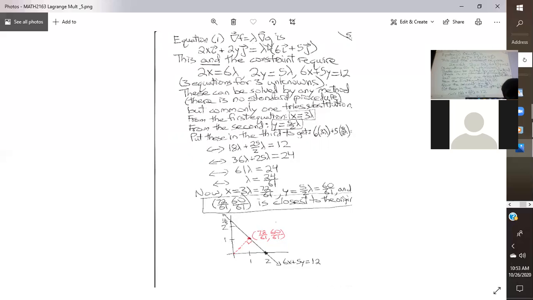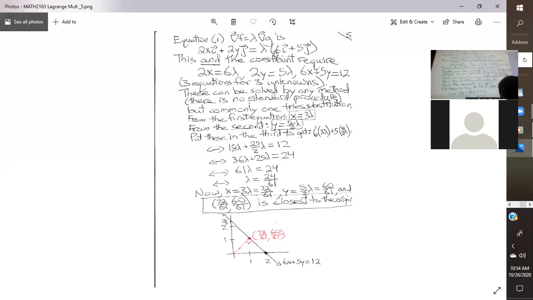The gradient of f, if f is x squared plus y squared, is just 2x i plus 2y j. Partial with respect to x is 2x, partial with respect to y is 2y, of the easier function x squared plus y squared that we're going to minimize. The gradient of the line, 6x plus 5y minus 12 equals 0, is 6i plus 5j. And so I have the gradient of f equals lambda gradient g, a multiple of the gradient of the constraint function. So now the components have to be equal. So 2x must be equal to 6 lambda.